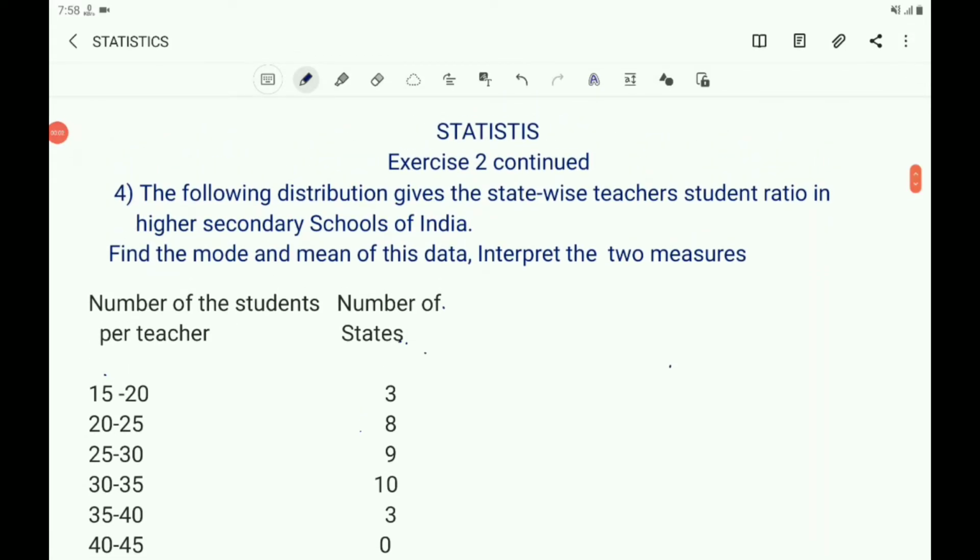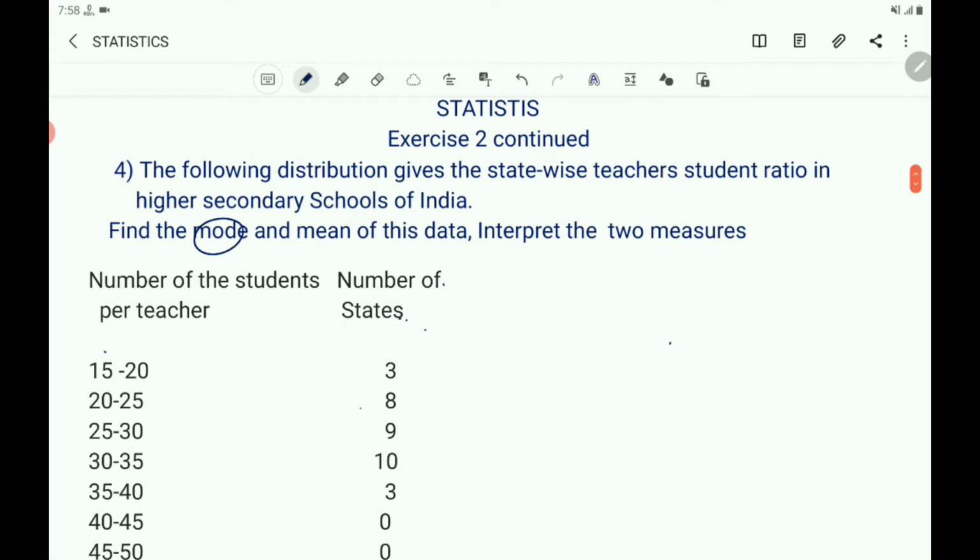Children, let us continue the chapter Statistics. It is a continuation of Exercise 2 of the chapter. The fourth question: the following distribution gives the state-wise teacher-student ratio in higher secondary schools of India. Find the mode and mean of this data. Interpret the two measures. Here, what is given? The number of students per teacher ratio.